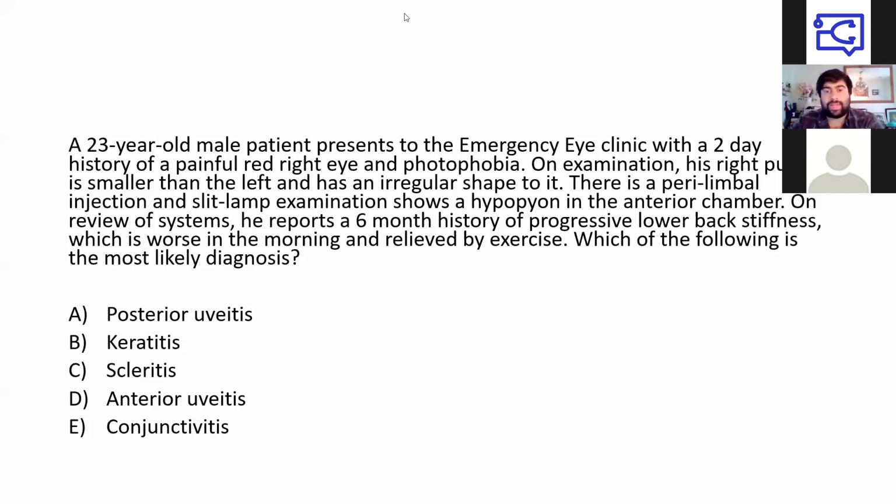Cool. So everyone basically has gone for the right answer, which is anterior uveitis. So 23-year-old male, on examination, the right pupil is smaller than the left, irregular, perilimbal injection. That is a very classical buzzword for a finding of anterior uveitis, which we'll go over in a second. Again, they have hypopion, which is pus in the anterior chamber. And this person has progressive lower back stiffness. It's worse in the morning, relieved by exercise. That is a classical history for inflammatory back pain as opposed to mechanical back pain. So they probably have ankylosing spondylitis causing anterior uveitis.